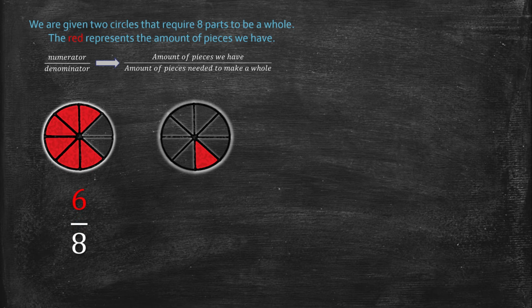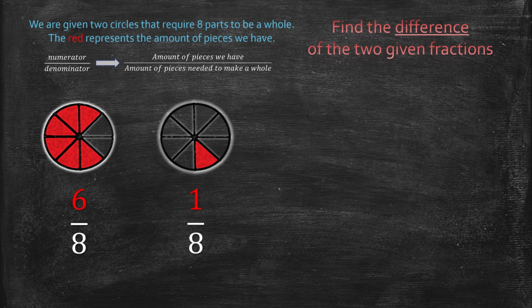So we have 6 red pieces. That is our numerator. So we have 6/8 for the first circle on the left. Now for the right side, we only have 1 red piece, giving us 1/8 of a fraction. Now find the difference of the two given fractions. Difference, remember, that is subtraction.